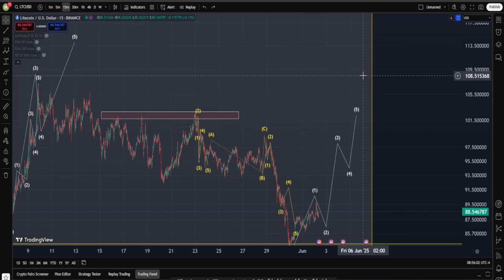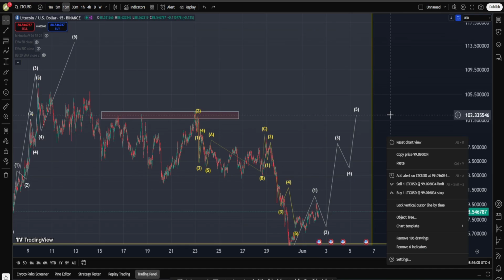In the midterm, that's a very different story. No matter what is going to happen in this area, I am going to remain optimistic.